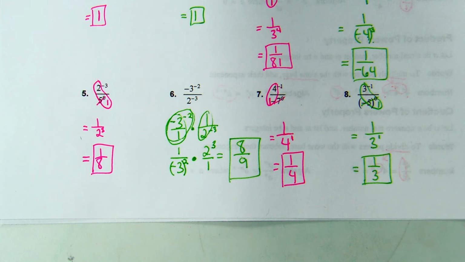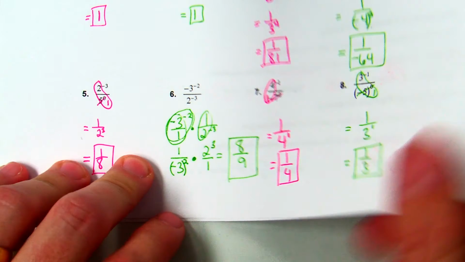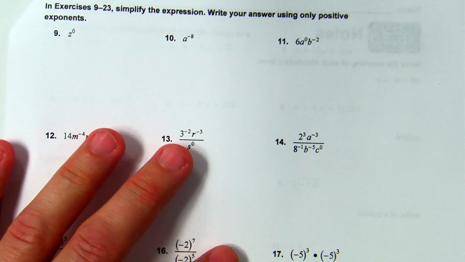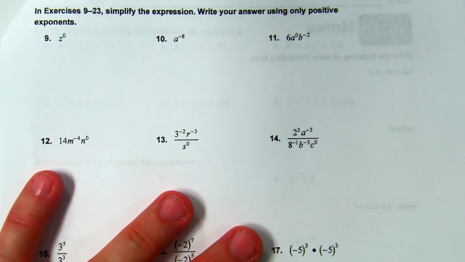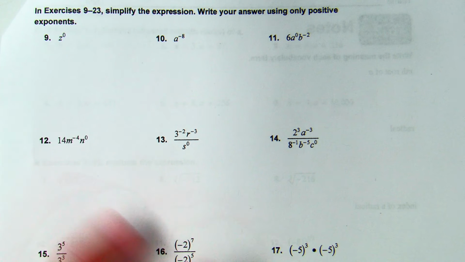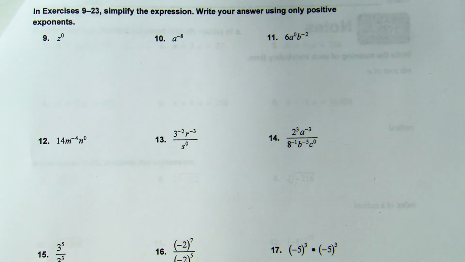Okay? Let's flip the page and deal with some of our algebraic expressions. It tells us here to simplify the expression and write your answer using only positive exponents. So we're going to end up with some exponents that may be negative when we get done simplifying these, and we're going to have to make sure that all of our exponents end up being positive.